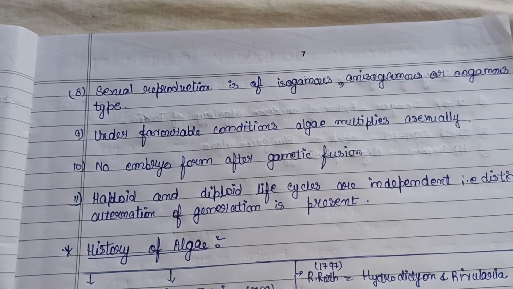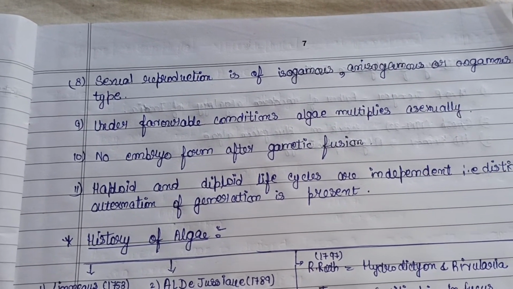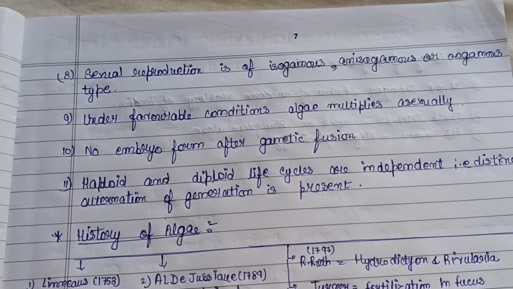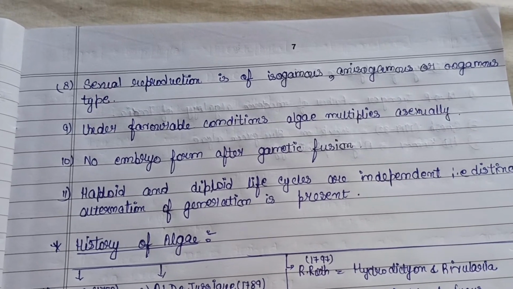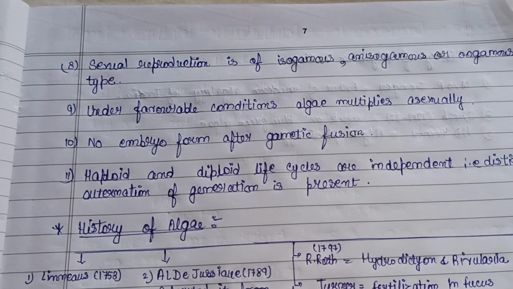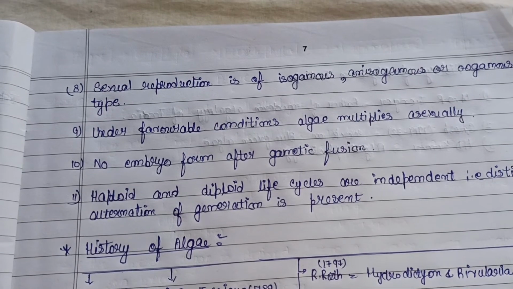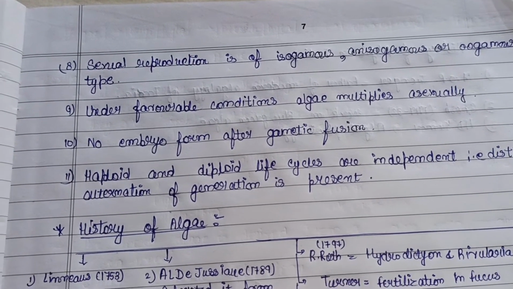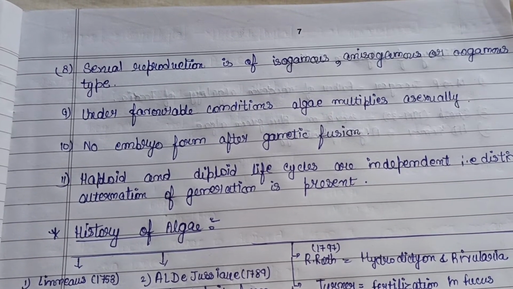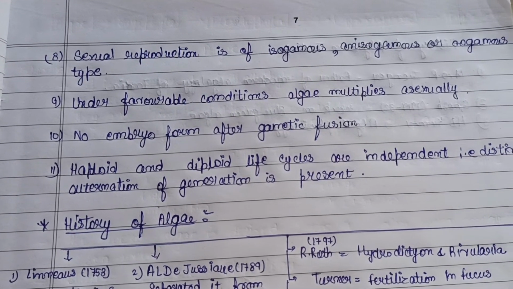Then under favorable conditions, algae multiply asexually. Favorable conditions are those when algae have enough nutrients, enough light, enough water and other resources needed for photosynthetic activity, or the production of food. At that time algae multiply by the asexual method. No embryo forms after the gametic fusion, so we can know it is not an advanced type of plant.